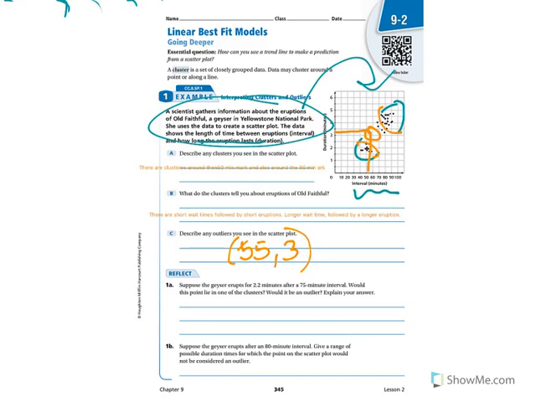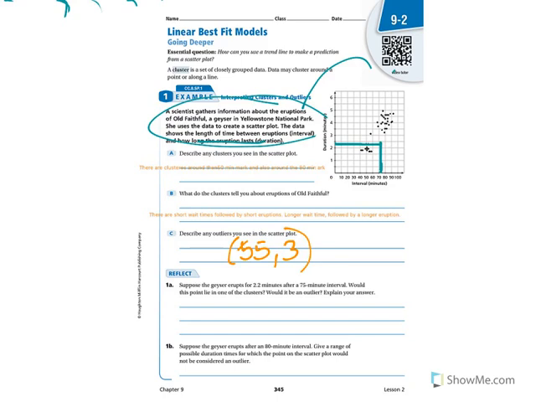All right, taking a look down at the bottom here, 1A says, suppose that the geyser erupts for 2.2 minutes after a 75 interval. I'm just going to erase some of this so I can actually see my graph here. Okay, it lasts for 2.2 minutes and at the 75 mark. So 75 would be around here, and around 2.2, so somewhere around there.